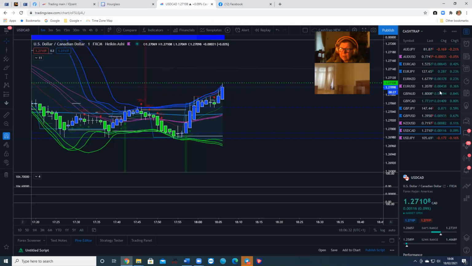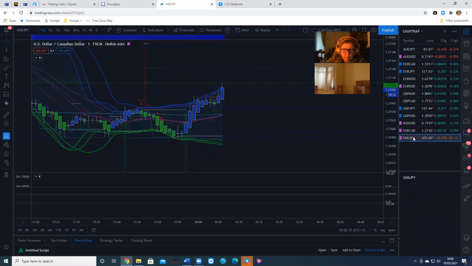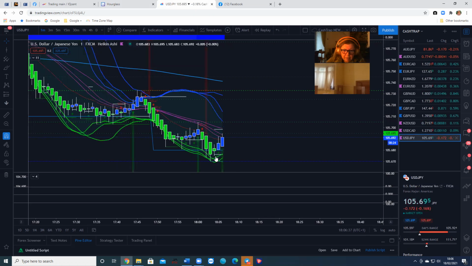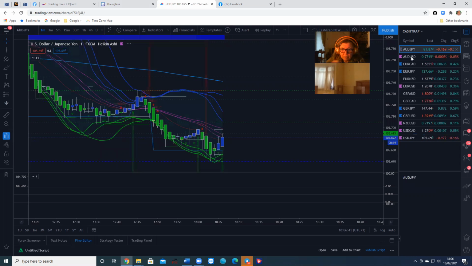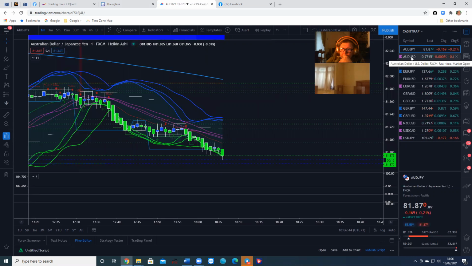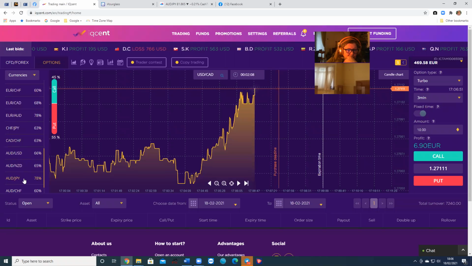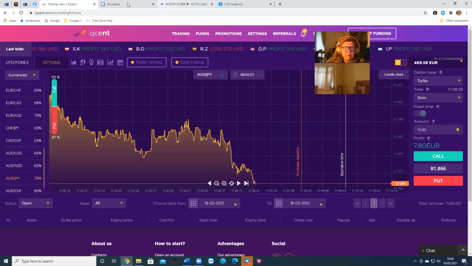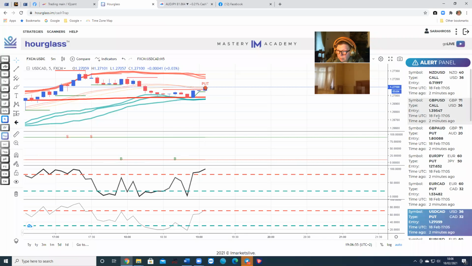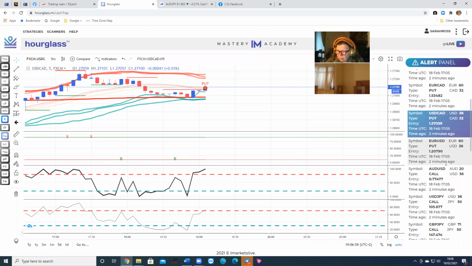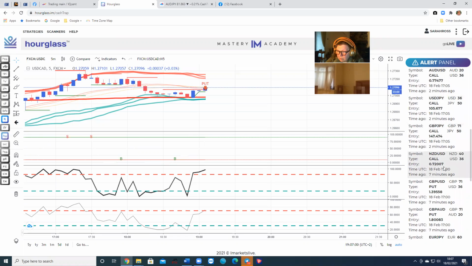So US JPY, where are we on that one? That did go up there. Just one more turn through. JPY, that's paying out at 78%. I'm not sure we've got that on HourGlass. Can't remember. Might be one of the ones that I've just got on.